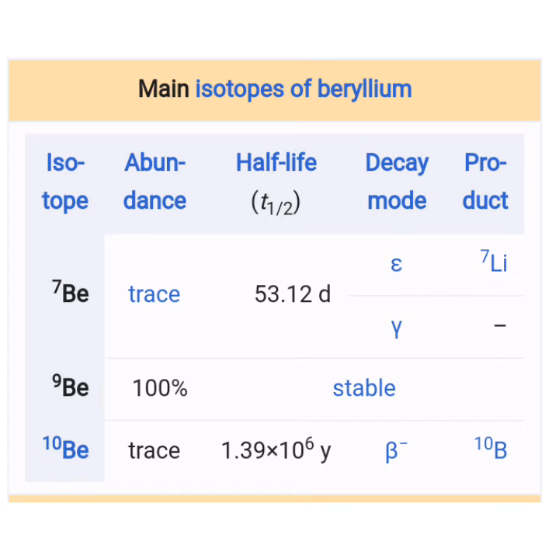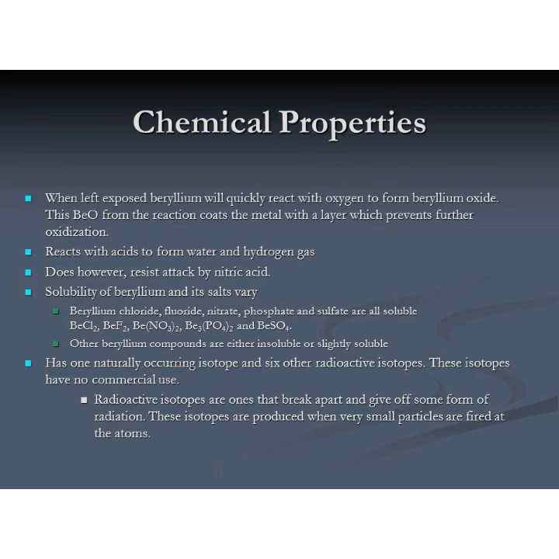Three main isotopes of beryllium. First one that is beryllium-7, abundance trace amount. Second one that is beryllium-9, abundance 100%. Third one that is beryllium-10, abundance trace quantity.